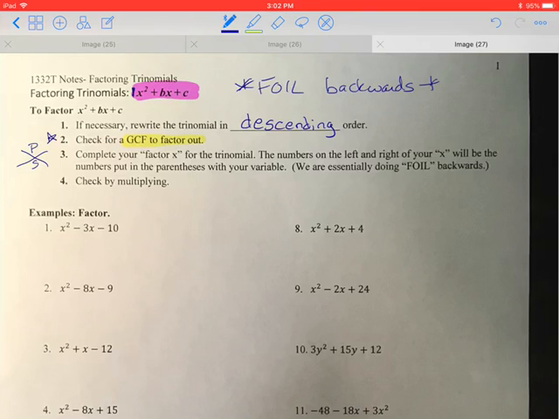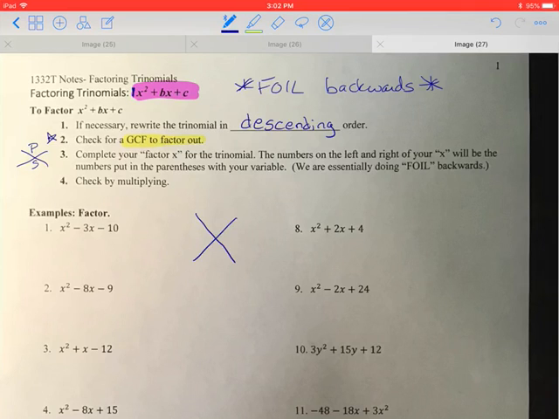All right, so let's take a look at number 1. We have x squared minus 3x minus 10. It's in descending order. And notice I don't have a GCF. I don't have a number I can take out of 1, 3, and 10 except 1. And I don't have x's in all three terms, so no GCF. So I'm going to go straight to my factor x.